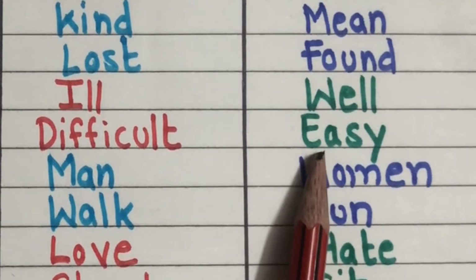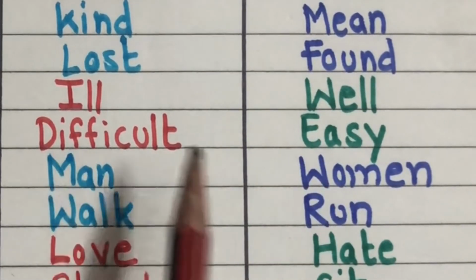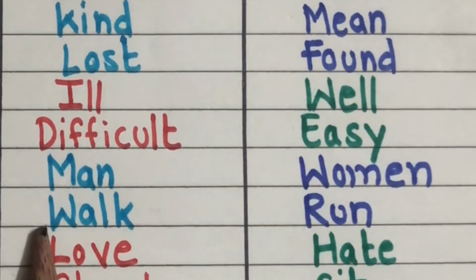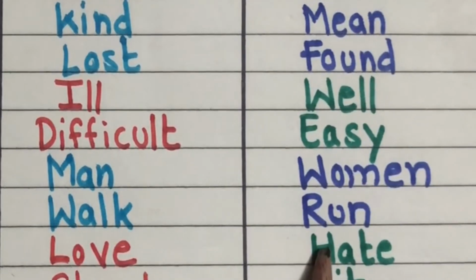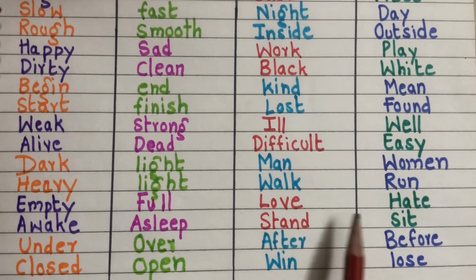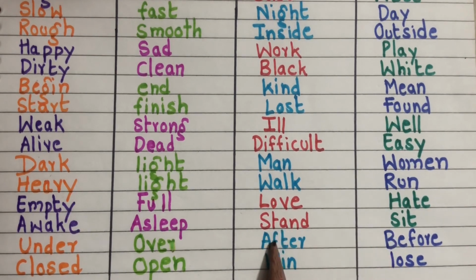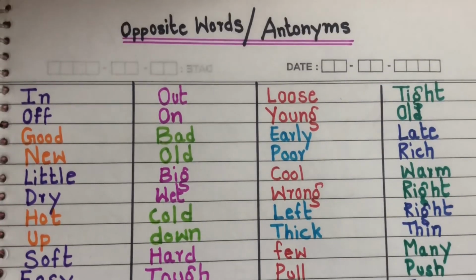difficult, easy, man, woman, walk, run, love, hate, stand, sit, after, before, win, lose. Now these are a set of 60 opposite words that you have learned today in this lesson. I hope you enjoyed learning the difference.